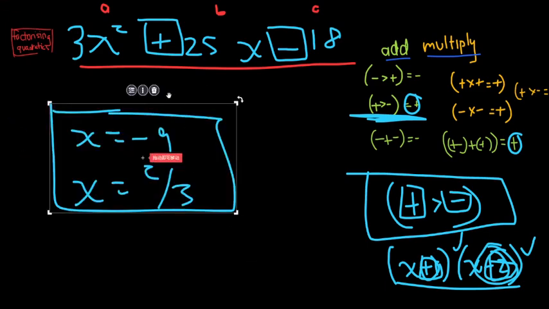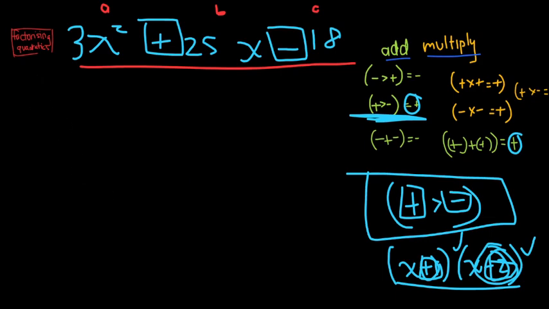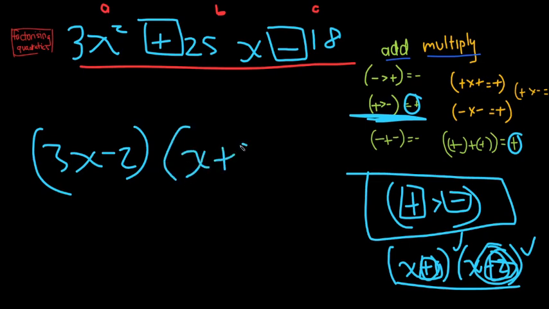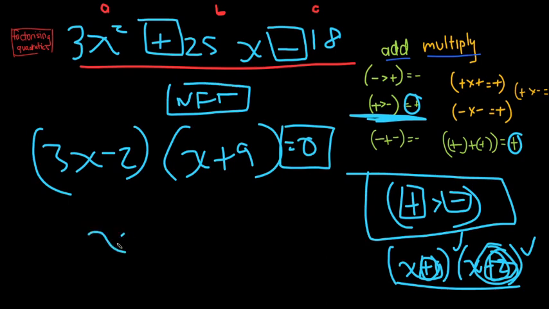If they ask you to factorize, you factorize and keep it in the form of 3x take 2 and x plus 9. That is the most factorized form. But if they're asking you to find x, then you would use the null factor theorem to find the x value.